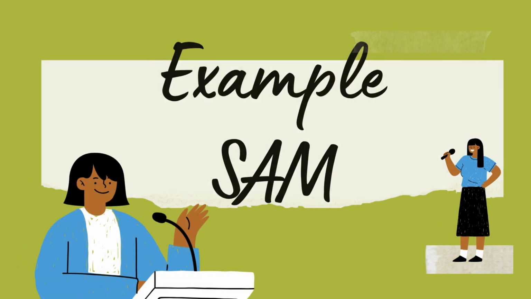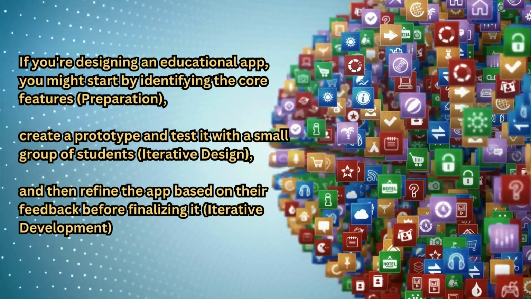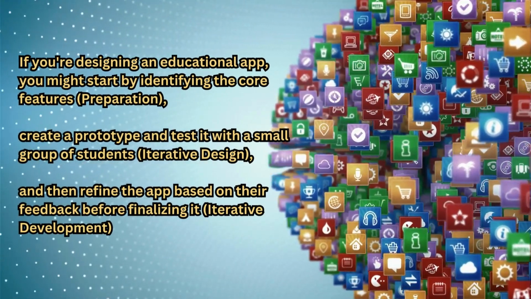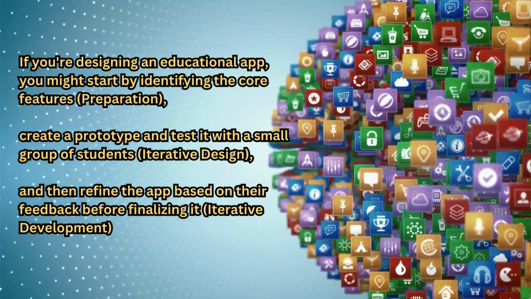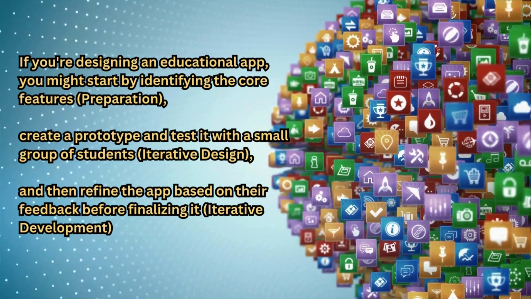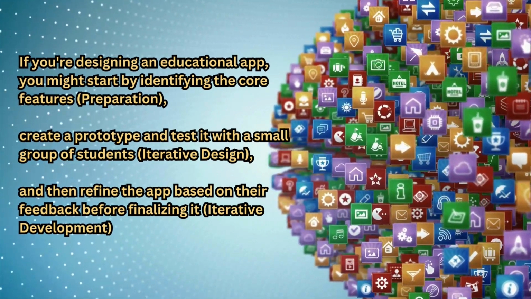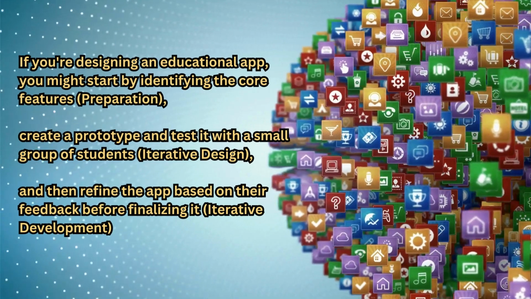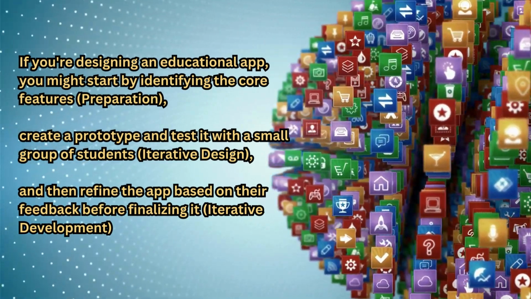Example: if you're designing an educational app, you might start by identifying the core features (preparation), create a prototype and test it with a small group of students (iterative design), and then refine the app based on their feedback before finalizing it (iterative development).